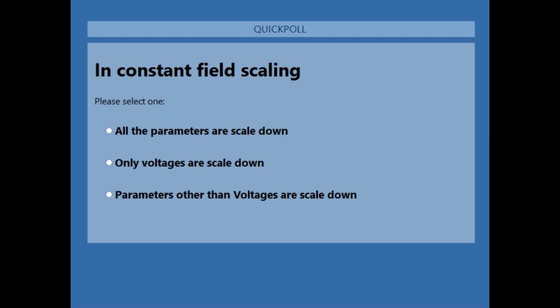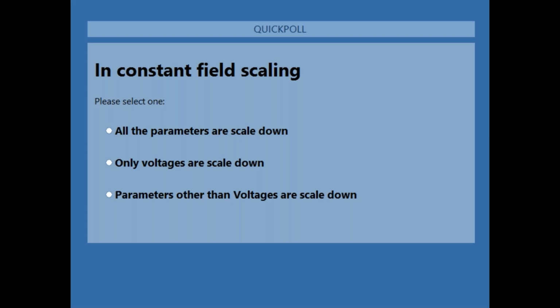In constant field scaling, constant field, F for full, likewise, all the parameters are scaled down, only voltages are scaled down, parameter other than voltages are scaled down. Just read the question properly and answer. Constant field.